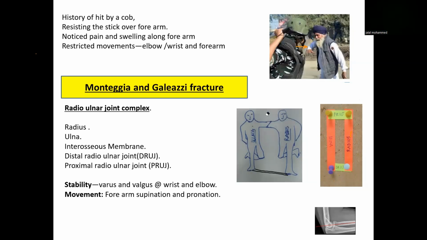So if you see the radius and ulna, the forearm and the joint, they form something like two friends holding each other's hand, standing only on the leg. If you just remove this leg, all will fall down. If you just remove this one, they all will fall down. So this is how they are closely related to each other.